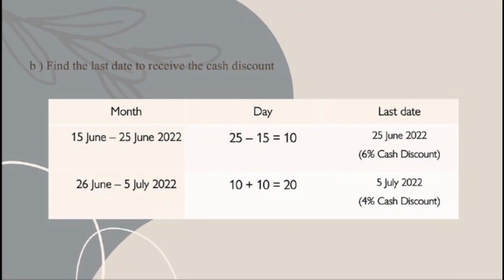The question for 2B is find the last date to receive the cash discount. The table on the slide shows that the last date for 6% cash discount is 25 June 2022 because we subtract 15 June 2022 from 25 June 2022 and we get the answer of 10 days. Next, the last date for 4% cash discount is 5 July 2022 because 26 June 2022 until 5 July 2022 is 10 days. So 10 days plus 10 days, we get 20 days for 4% cash discount.